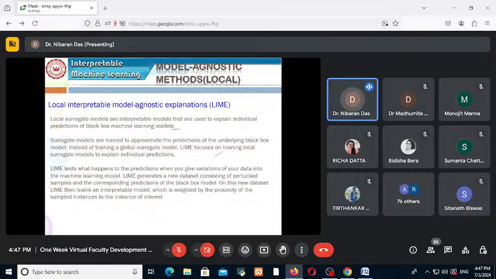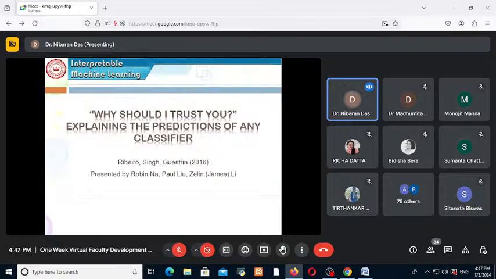Local surrogate means you have to provide a single prediction, a single sample, and its prediction value will be considered for explanation. LIME tests what happens when you give a variation of the data to the machine learning model, a new data set. How we generate a new data set will be discussed later. This is mainly from the paper "Why Should I Trust You? Explaining the Predictions of Any Classifier" from 2016.